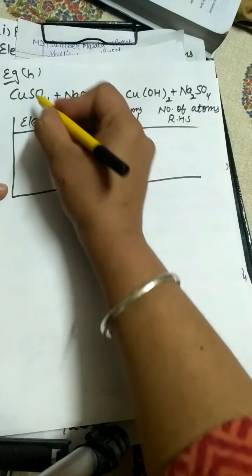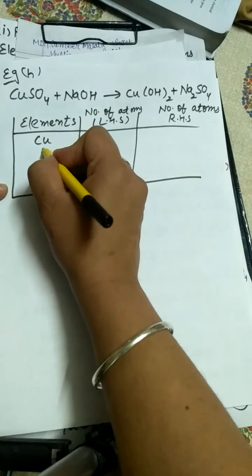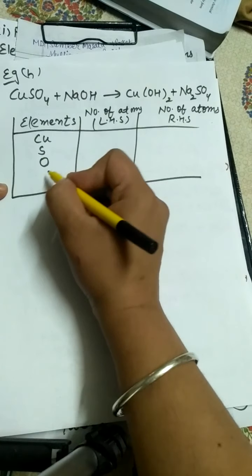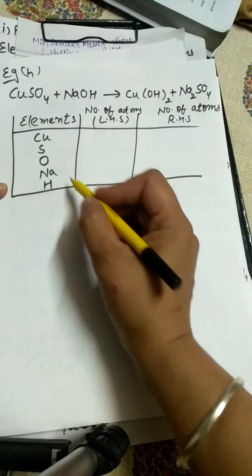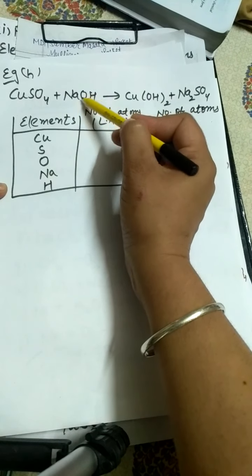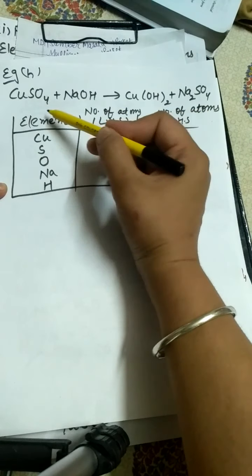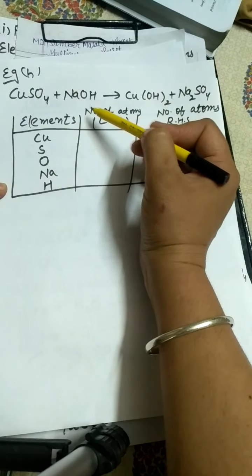In order to understand this, beta, first of all see how many elements we have: copper, sulfur, oxygen, sodium and hydrogen. These are the 5 elements which we have: copper, sulfur, oxygen, sodium, again oxygen came, so hydrogen. So these are the elements which we have. Now we have to count them on the left hand side.